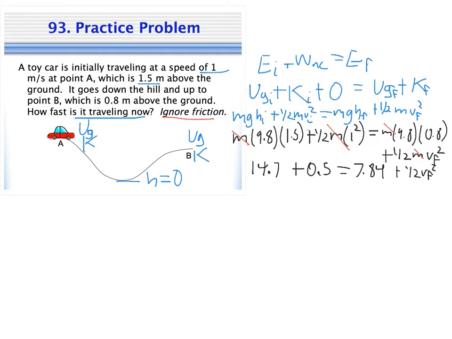So when I add these two numbers here and subtract that 7.84, I'm left with 7.36 on this side equals 1/2 V squared. Dividing by 1/2, I get 14.72 equals V squared, and that, in this case, is that final velocity at the end. And so when I solve for VF, I get 3.8 meters per second.